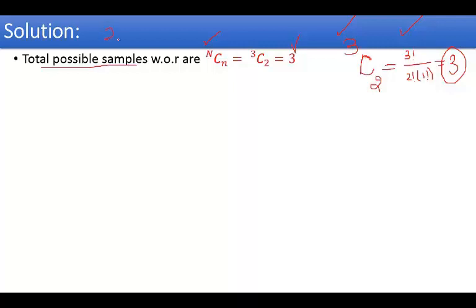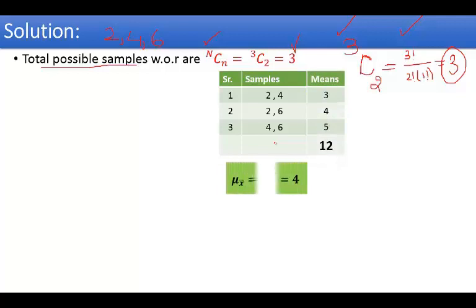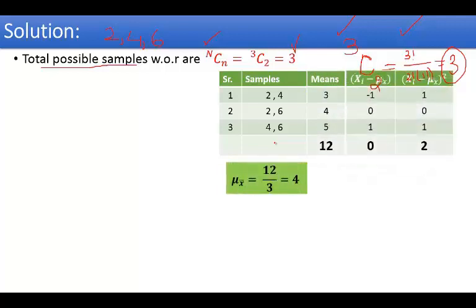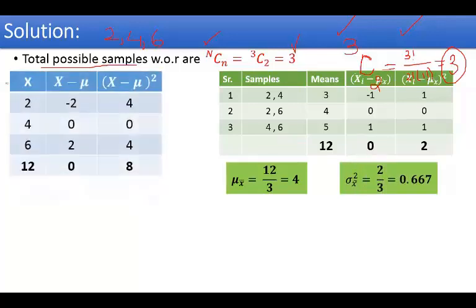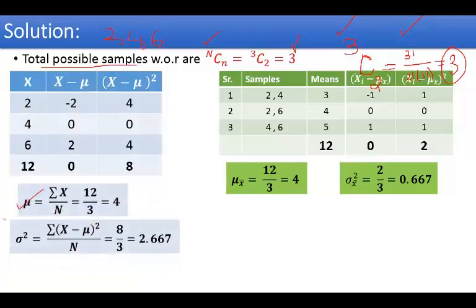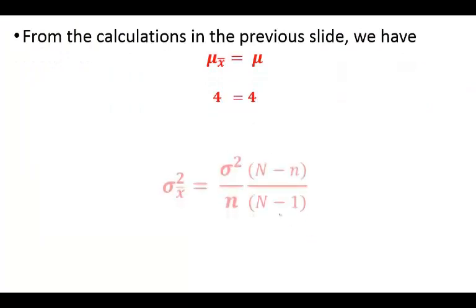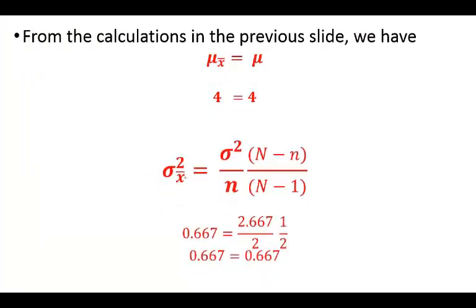The population, remember, is 2, 4, and 6. Now 2 cannot come with 2 because this is sampling without replacement. So 2 with 4, 2 with 6 is the second possibility, and then 4 with 6. The 3 possibilities are here. In the same manner as we have done before, we'll take the mean of these samples, take the mean of their means, and then we'll take the variance of these samples, and then the variance of the means. Similarly, we will do the population mean and population variance. Then we will compare these two, and we will find that both properties have been verified.